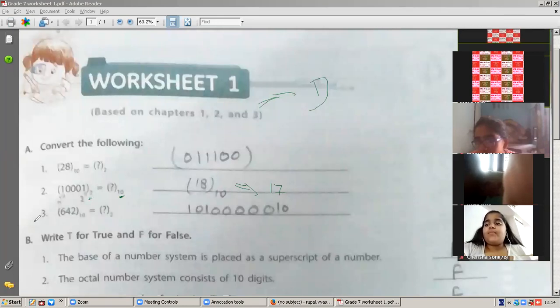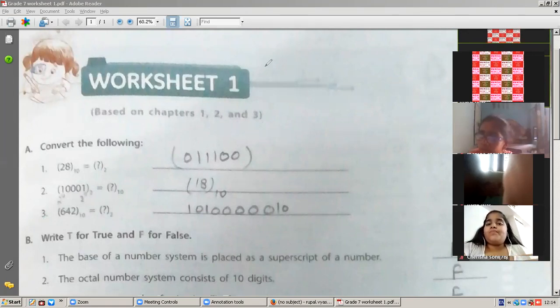And the answer of the third one is this only, but if you want, you can change it, you can do it by yourself and then write the answer. So it's better that you do it by yourself and write the answer.